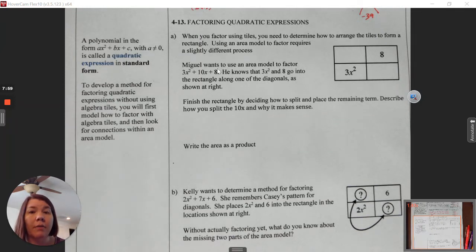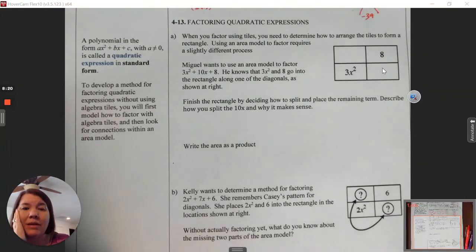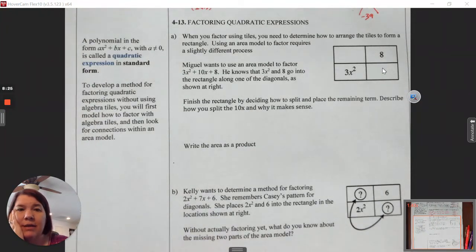Okay, Miguel wants to use an area model to factor this. He knows that 3x squared and 8 go on the rectangle on one of the diagonals. It doesn't matter which one. I like to put them this way. Your textbook's going to be putting them this way, so I guess I'll just adjust. I like them that way. That's the way I would do it. And so we need to figure out how to split the 10x and explain why it makes sense.